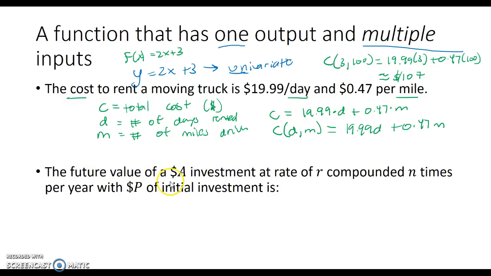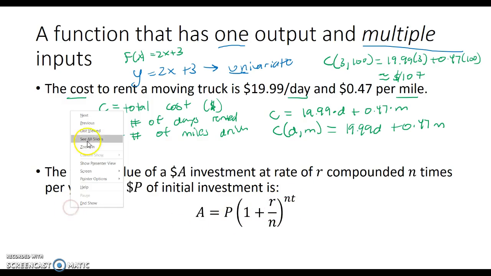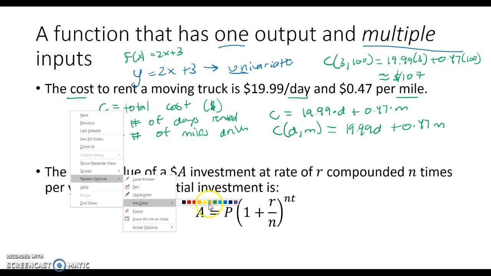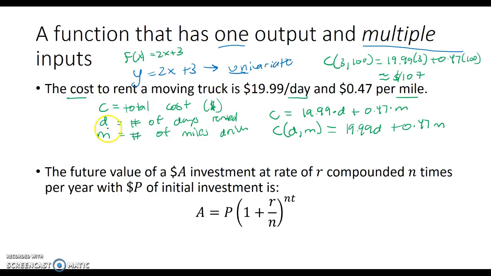The future value of a $1 investment at rate of R compounded n times per year with P dollars of initial investment. We're really familiar with this. This is the compound interest formula, and the compound interest formula is a multivariable function. Now, so far we've only been treating this as a function of time, that P, R, and N were all given to us, but this is not necessarily true. So how could we write this function? Well, we could think about this as a multivariable function with inputs P, R, N, and T.